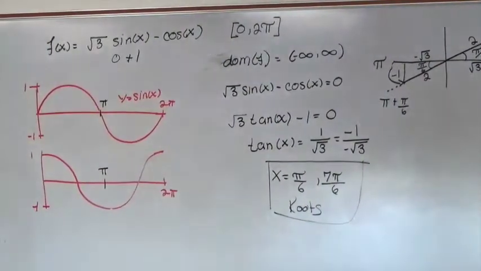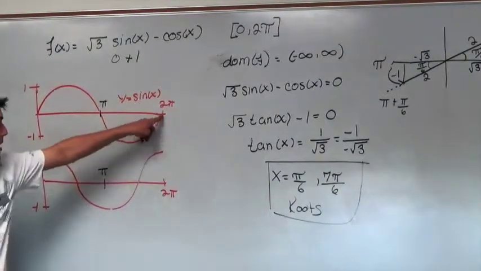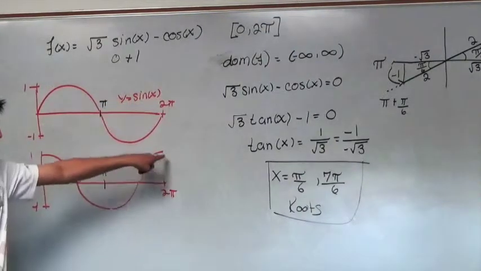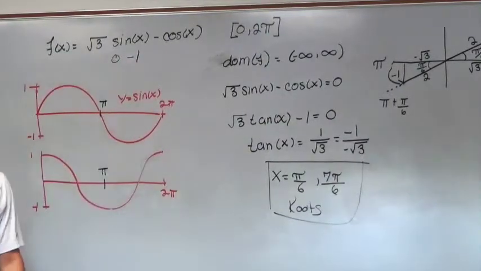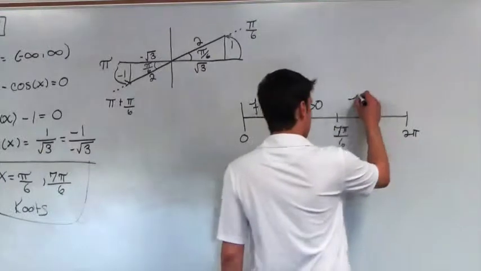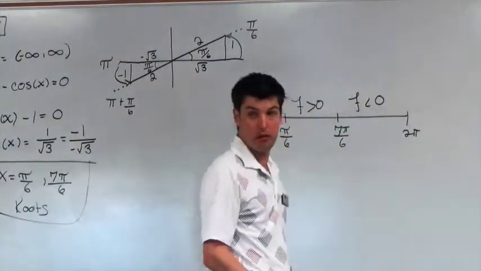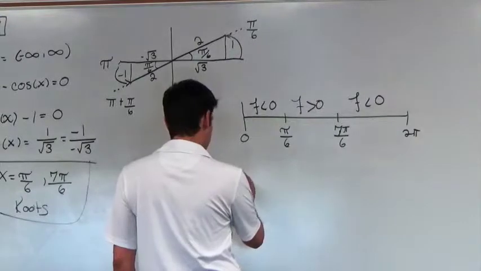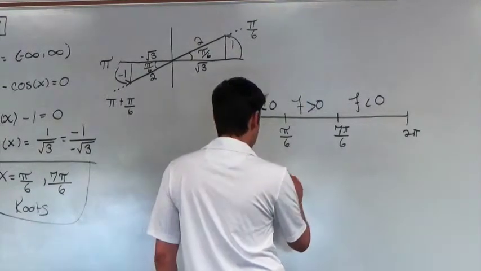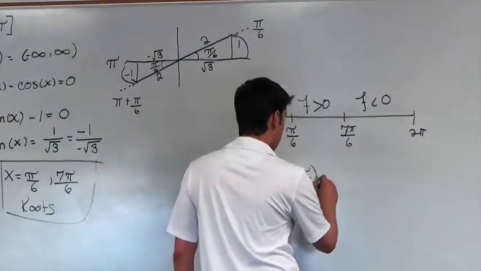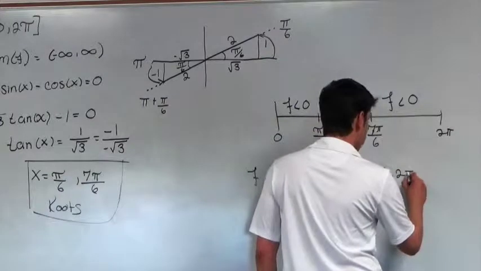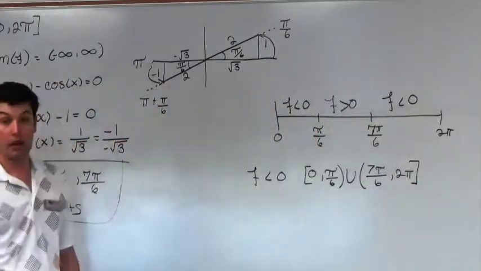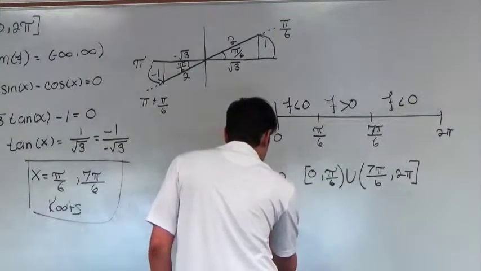Between 7 pi over 6 and 2 pi, I'm just going to choose 2 pi. Plug in 2 pi. Sine of 2 pi is 0. Cosine of 2 pi is 1, so we'll get 0 minus 1 or a negative value. So our function is again less than 0. So we can say that f is less than 0 from 0 to pi over 6 and from 7 pi over 6 to 2 pi. And we can say that f is greater than 0 in the middle.